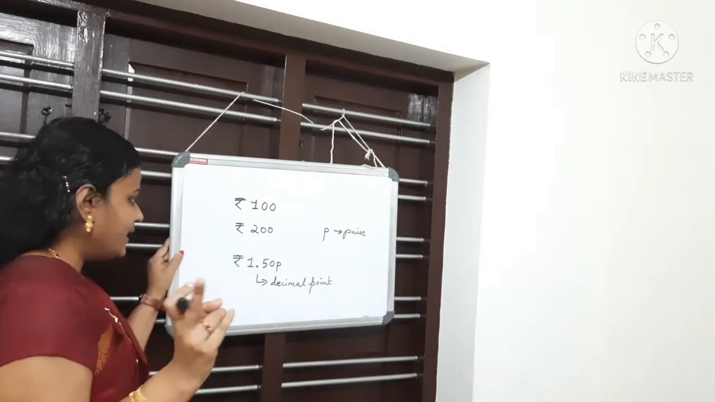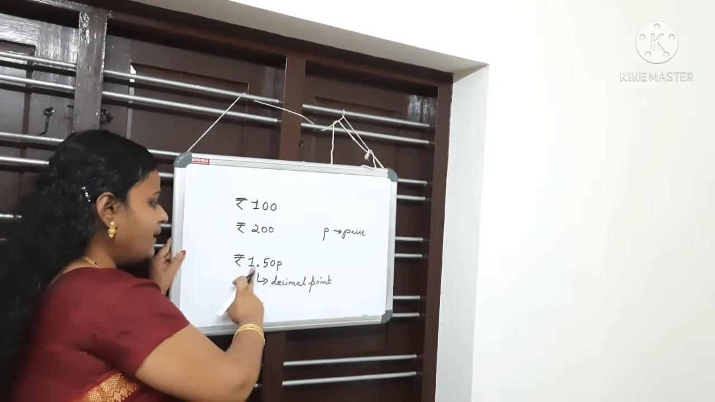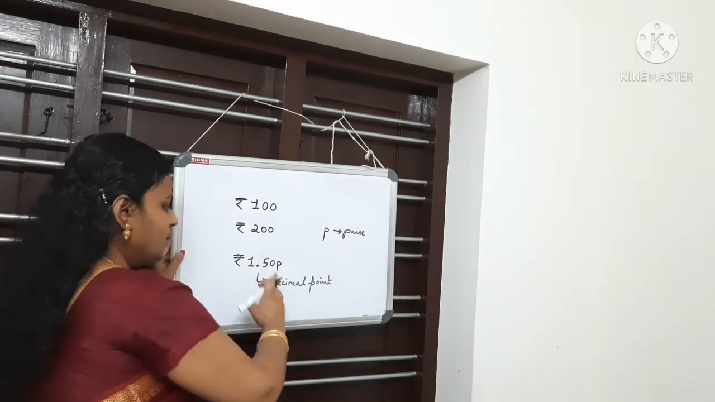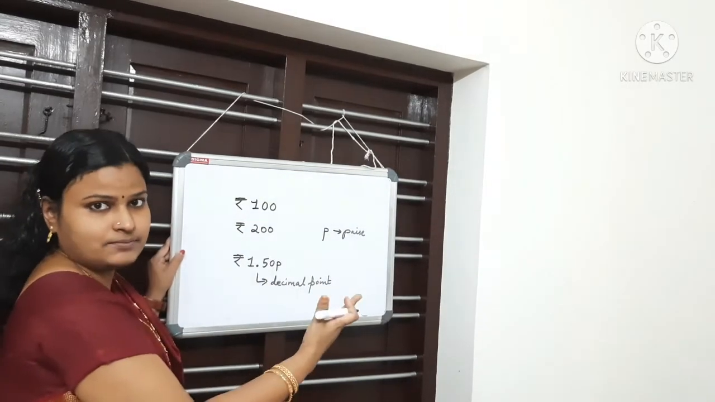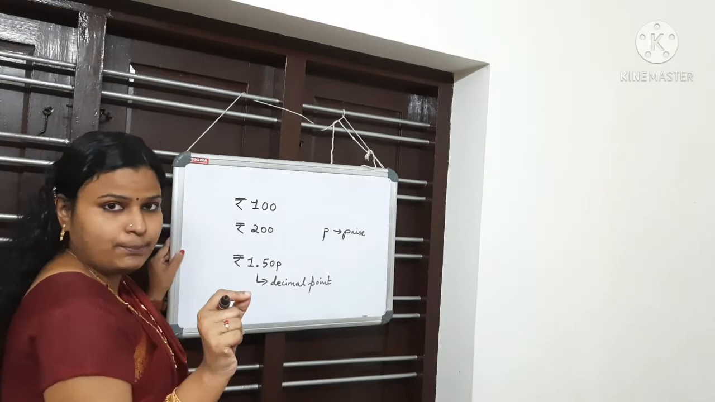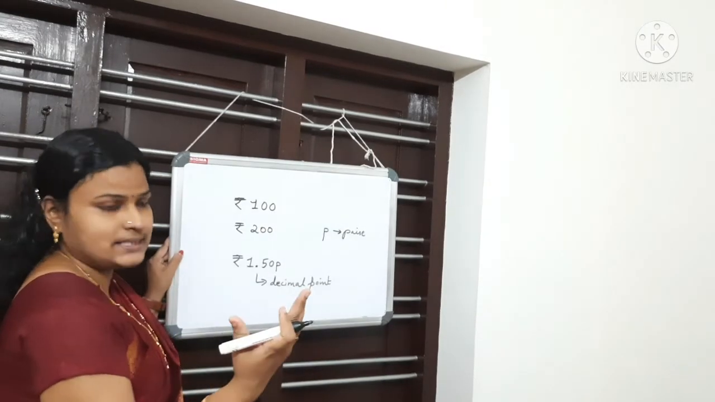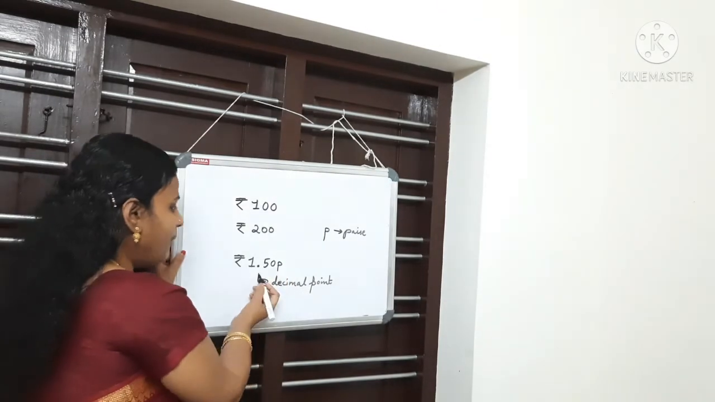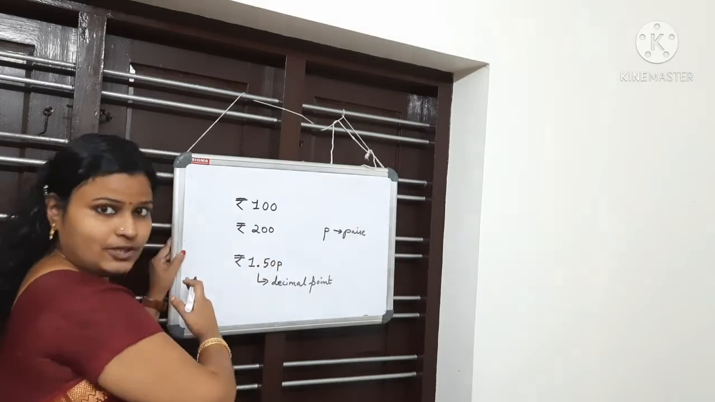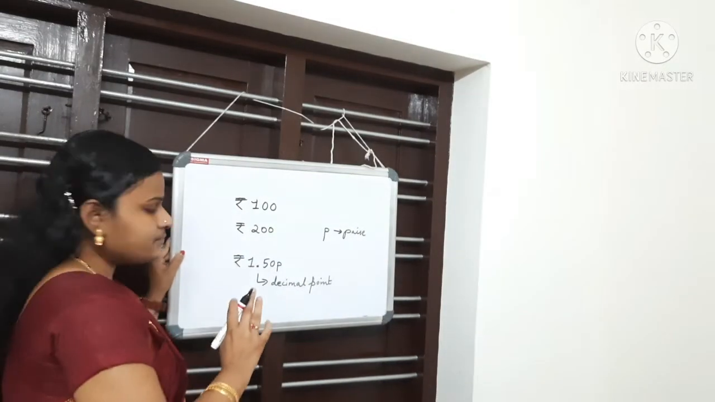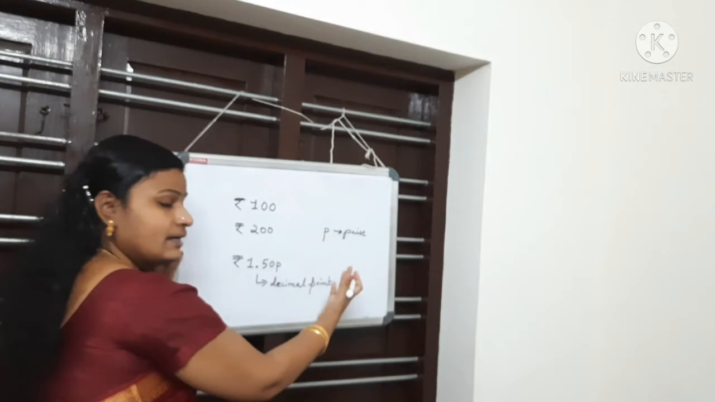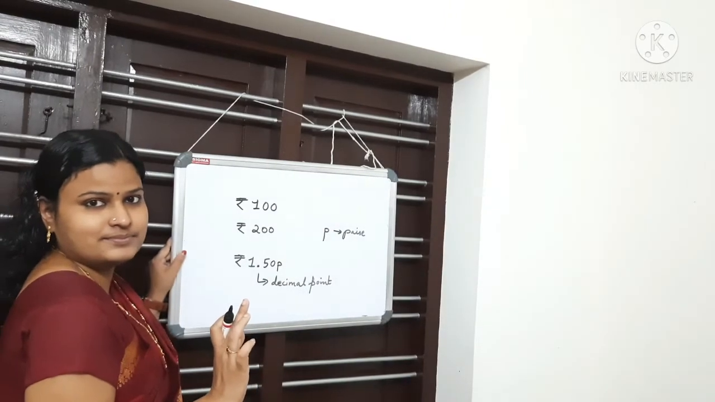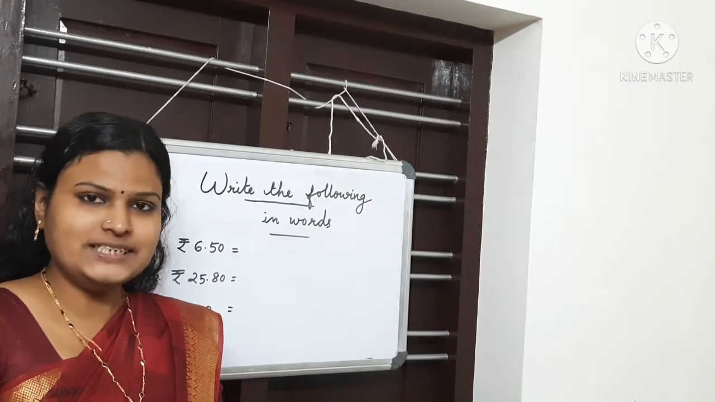Okay. So I'll explain once again. This is how we represent 1 rupee 50 paise. So I use a dot which is called the decimal point to separate rupees and paise. The numbers that come to the left of the decimal point represent rupees. And the numbers that come to the right of the decimal point represent paise. Understood all of you? Let us move on to the next topic.